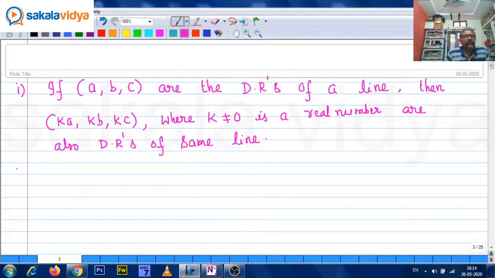So next, second point. For example, on a line, 2 points are given. How to find out its direction ratios? So that means we need to find out the direction ratios of a line joining the 2 points x1 comma y1 comma z1 and x2 comma y2 comma z2.